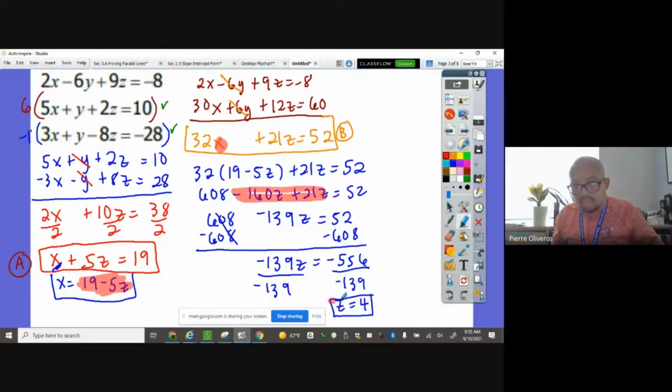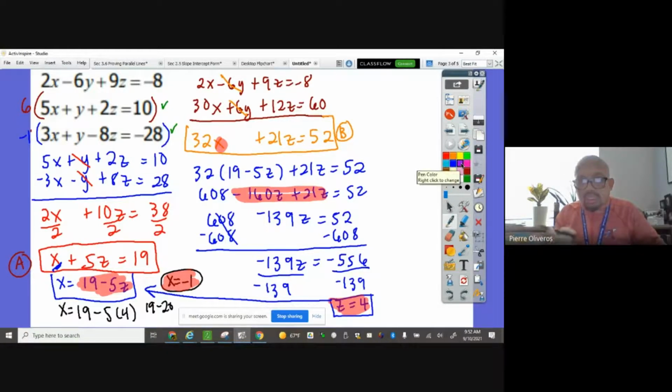Okay. Now, if z is equal to 4, what do we do next? We need to plug the z equals 4 back into equation 1, 2, or 3, or it's easier if you plug it back into A or B. I'm going to put the z equals 4 right there because the x is already by itself. It's a lot easier. If I put it in equation B, it's okay. You should still get the same answer. So x equals 19 minus 5 times 4. 5 times 4 is 20, so 19 minus 20. So therefore, x equals negative 1. So now you know x is negative 1, and z is equal to 4.